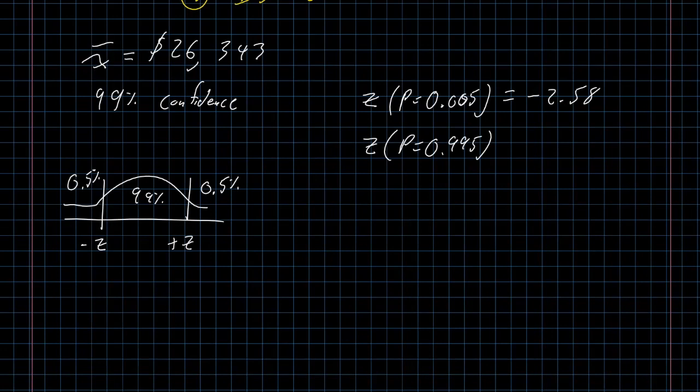And then all told, to get to the higher one, we have 99% plus half a percent. So that's 0.995. And if you look that up on the z-score table, you get positive 2.58.